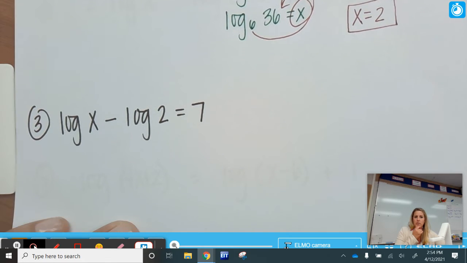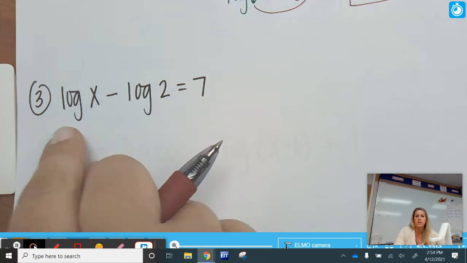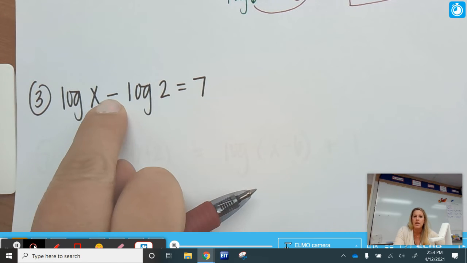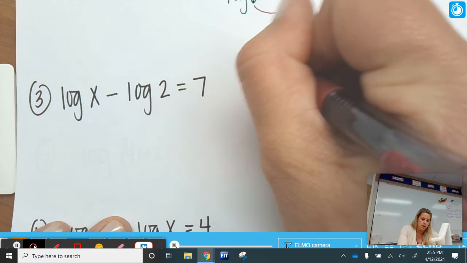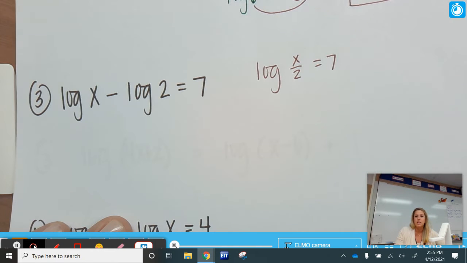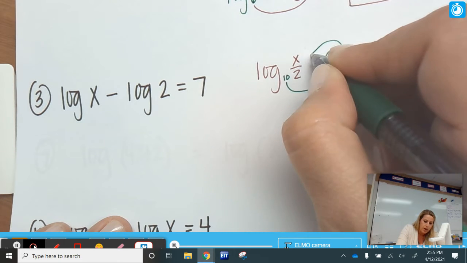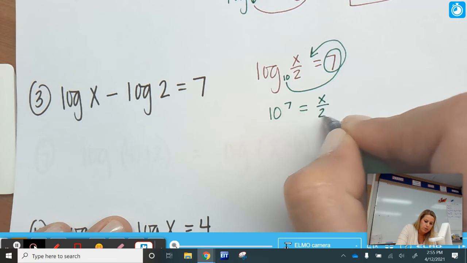So now we get the variables involved a little bit. We have log of x minus log of 2 equals 7. So the first thing I notice is that I don't see any bases written. So you have to remember that these are a base of 10. I see a minus, so that means I'm going to divide. So to bring these 2 together, I'm going to get log of x over 2 equals 7. Then the next thing I'm going to do is get rid of my log to be able to actually solve for a number. So this is 10 to the 7th power equals x divided by 2.